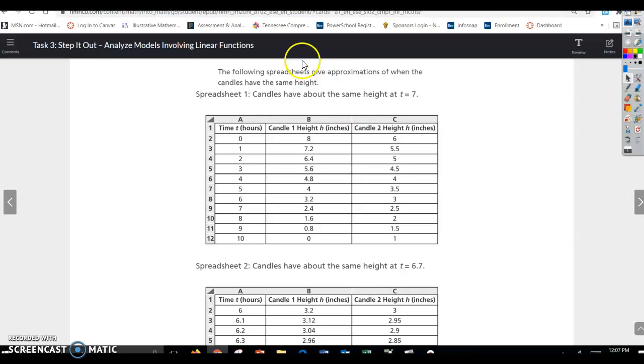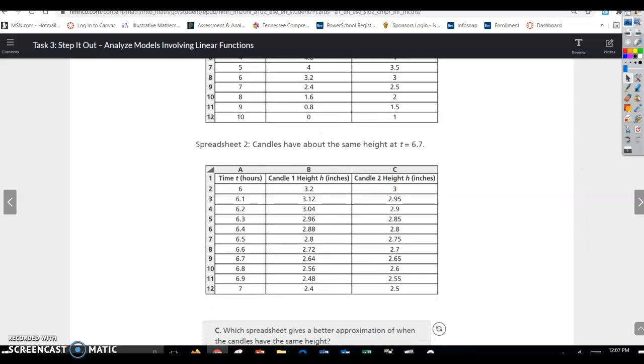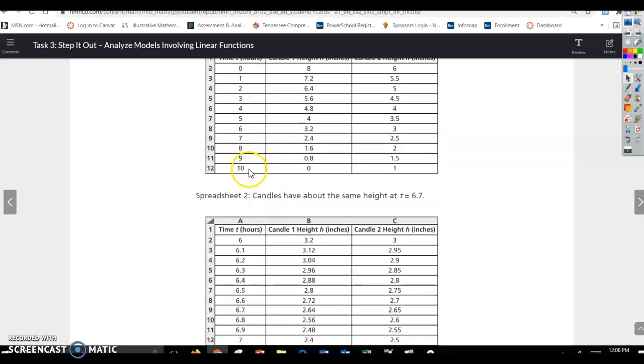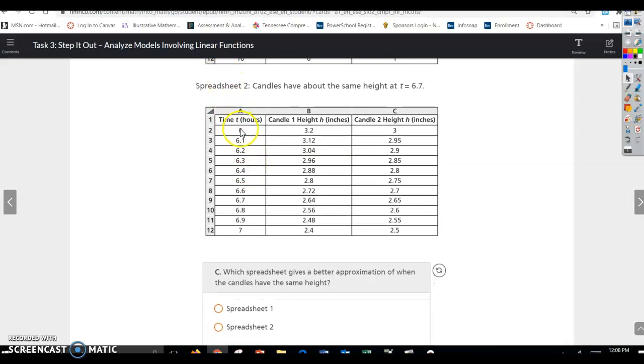The following spreadsheets give approximations of when the candles have the same height. Spreadsheet 1, candles have about the same height at t equals 7. So if you see t equals 7, 2.4 and 2.5. Spreadsheet 2, candles have about the same height at 6.7. So you can see here it went from 0 to 10 hours. Here they've broken it down into smaller increments. So here it goes from 6 hours to 7 hours, and they've broken it down to where you get even closer, and you can see around 6.7 how much closer they are.